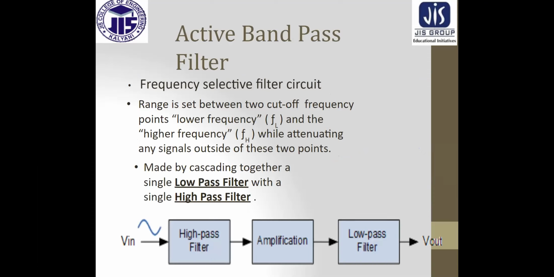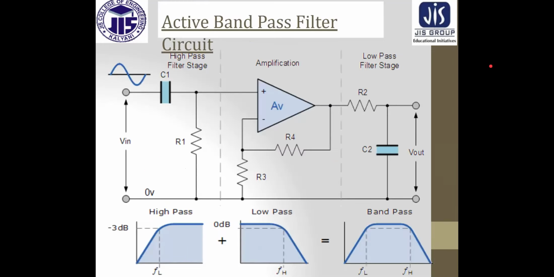Frequency selective filter circuit. This is active band pass filter. The range is set between two cutoff frequency points, lower and upper higher frequency, while attenuating any signals outside of these two points. It is made by cascading together a single low pass filter and a single high pass filter. So two filters are cascaded so that we can have an active band pass filter. This is the diagram of active band pass filter and the characteristics curve. This is important. I will suggest you draw the diagram.